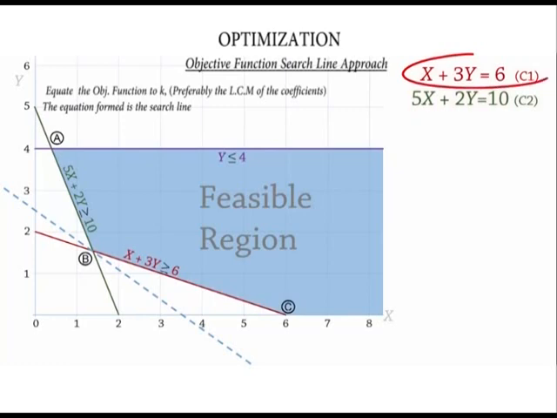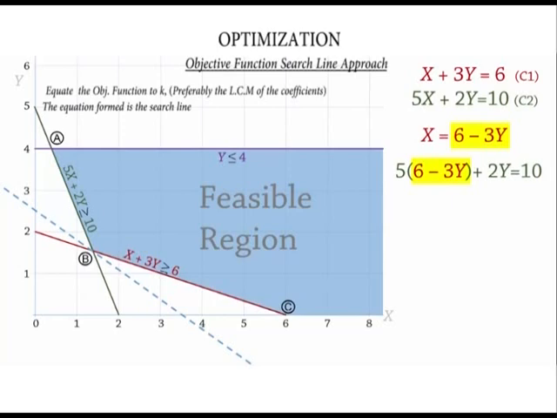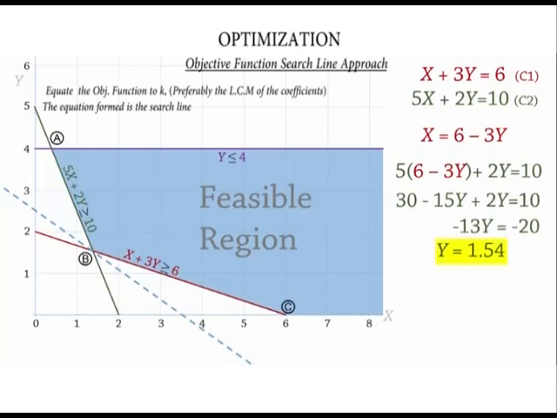From C1, we rewrite x in terms of y. We have x is equal to 6 minus 3y. Then we substitute this into C2. That gives us 30 minus 15y plus 2y is equal to 10. That becomes minus 13y is equal to minus 20, and y is equal to 1.54. If we substitute the value of y here, we shall have x is equal to 6 minus 3 times 1.54. That gives us x is equal to 1.38. And so these are the coordinates at point B.